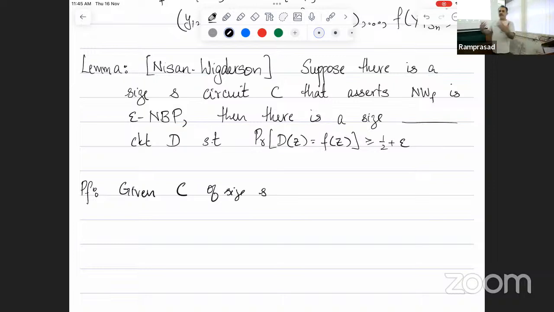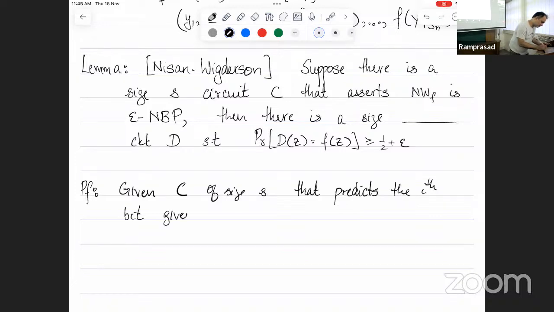And whenever you have a next bit predictor, you also need to say what i are you predicting? Like what is the length of your prefix and which bit are you predicting? That predicts the ith bit given the prefix. Okay, so let's be formal about what this means.